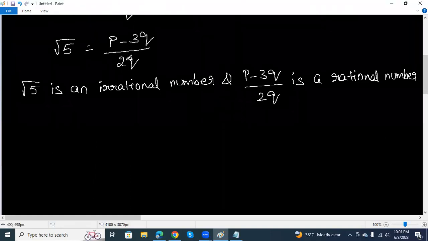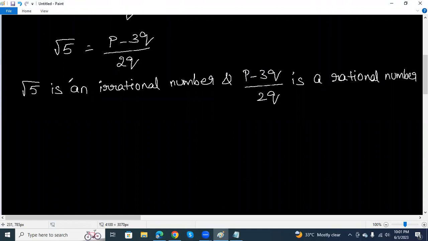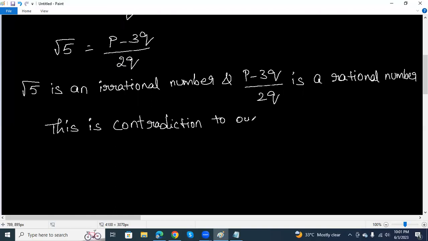Can they be equal? No. An irrational number can't be equal to a rational number. So this is a contradiction to our assumption.